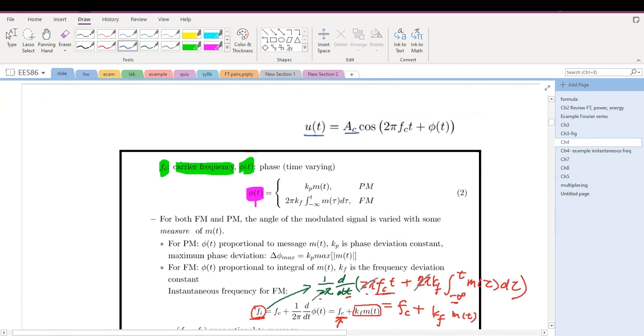What's the power in the modulated signal for both PM and FM? That equals Ac squared divided by 2. So this is the power of u, which equals Ac squared over 2, for both PM and FM.